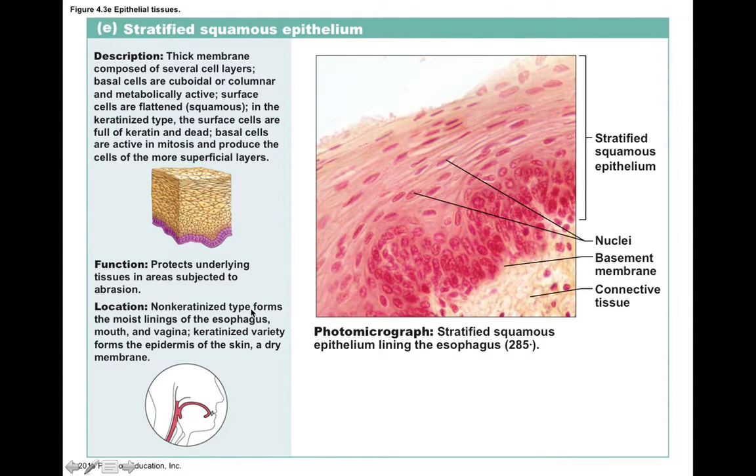So you find the non-keratinized forms in the moist linings of like your esophagus, mouth, vagina, as well as the anus, and the keratinized variety in the epidermis of your skin. So the outer layer of your skin is actually made of a keratinized stratified squamous epithelium. And we learned about in chapter 3 how keratin is a very tough protein that's involved with basically protection.